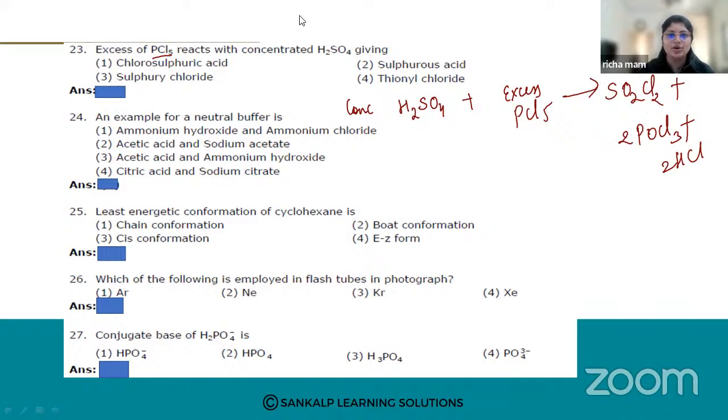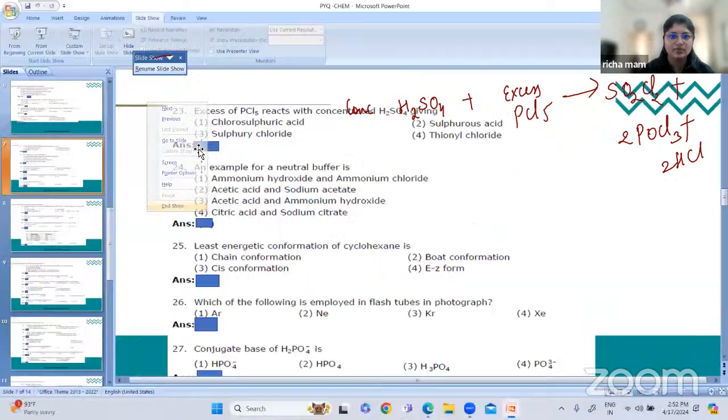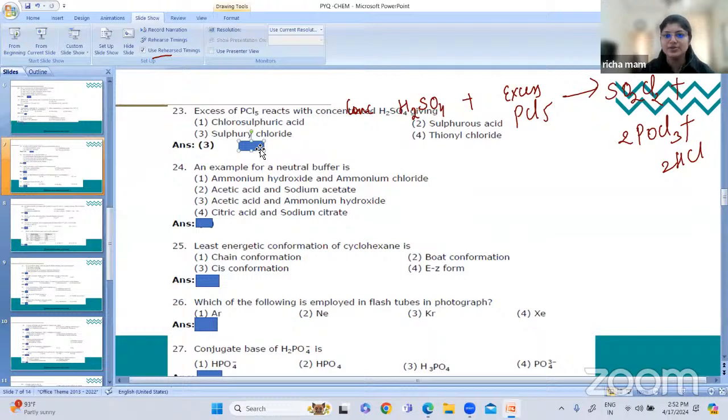Sulfuryl chloride. Option number 3. Okay, so let us see here. Yes, option number 3, sulfuryl chloride. Okay, so SO2Cl2. What is the name of this SO2Cl2? It is sulfuryl chloride. So when concentrated H2SO4 reacts with the excess of phosphorus pentachloride, it will give you sulfuryl chloride. Okay, option number D. Got it? Okay, let us go for the next one.